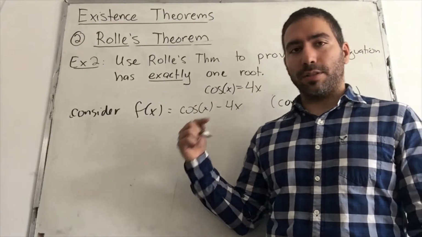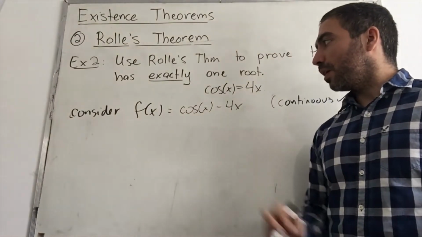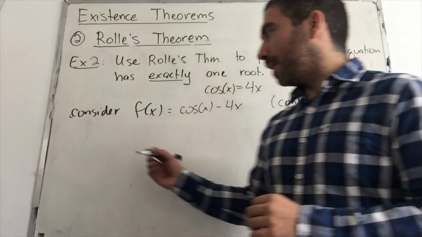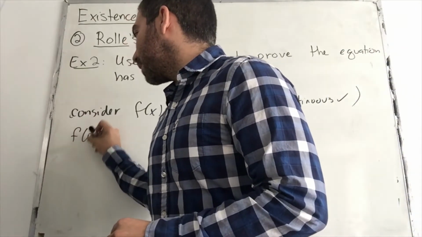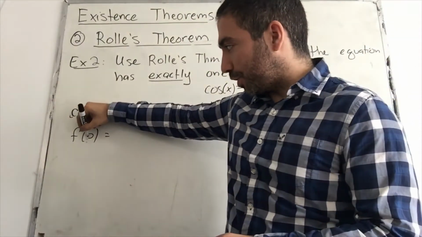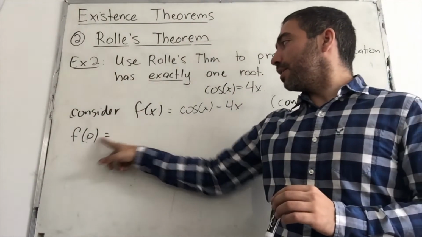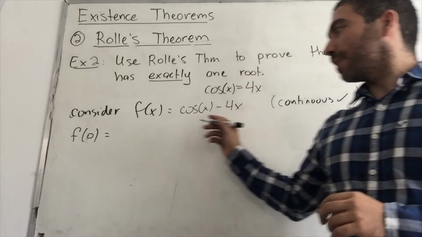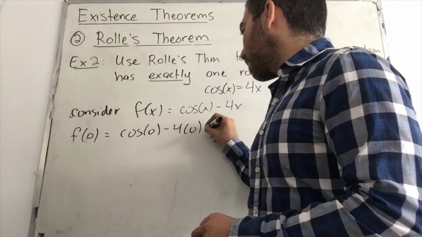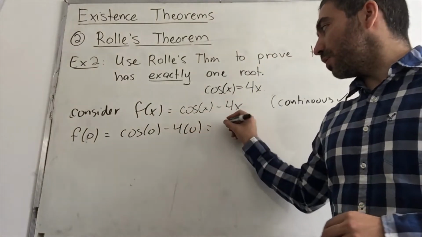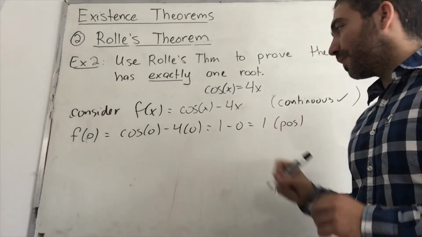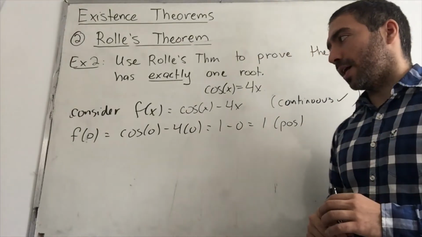Now what we have to do is test values to see if we could get one that's positive and one that's negative. So let's begin by testing the value 0, because again here they didn't give us the interval. There's no interval that's given, so we have to essentially just test values. Plugging in 0, we get cos of 0 minus 4 times 0. This gives us cos of 0 is 1 minus 0. We get 1, which is positive, so we obtain the positive answer. Now we have to hope for a negative answer.